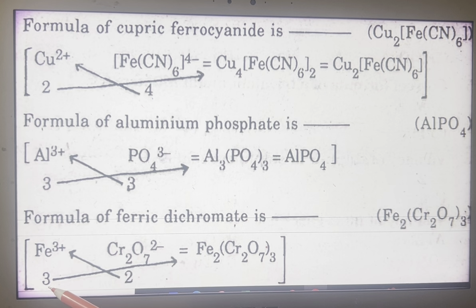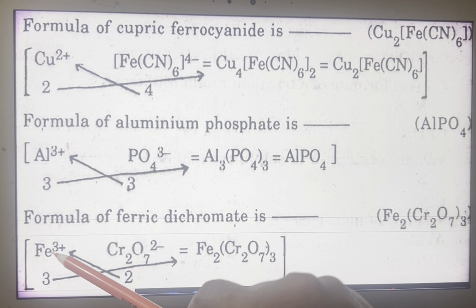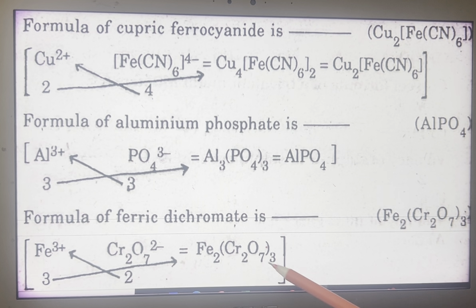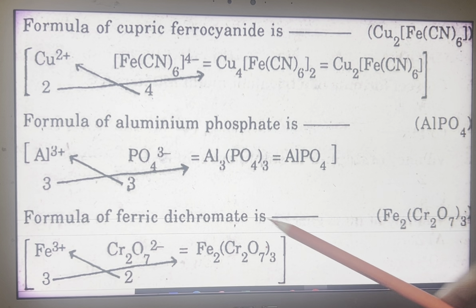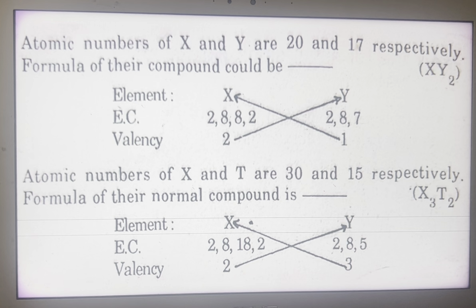On crisscrossing, 3 is kept under this ion, and 2 is kept under this iron atom. Fe2 Cr2O7 thrice. This is 2:3, it cannot be simplified. So this ion's formula is ferric dichromate, and the formula is Fe2(Cr2O7)3.